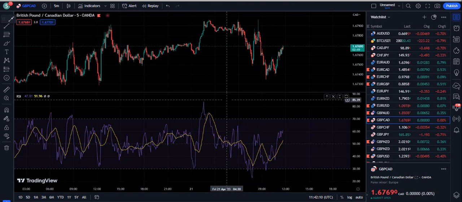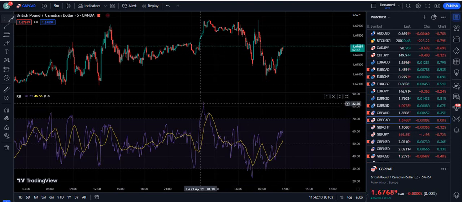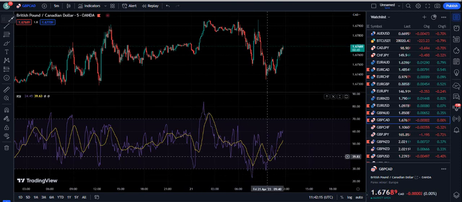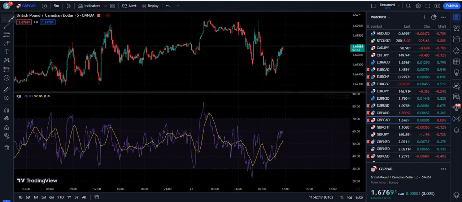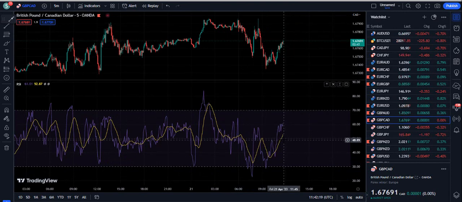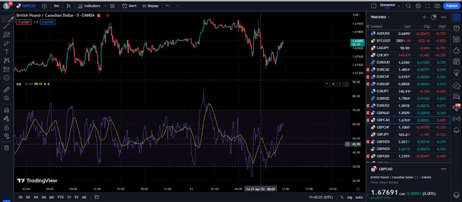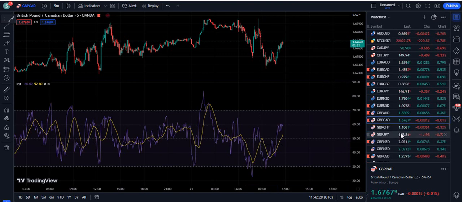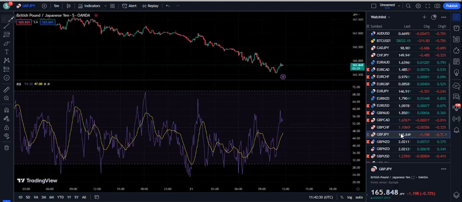So most of the traders sell from here, buy from here, and when the market is crossing the 50 level, they still buy, and when the market is crossing down below the 50 level, they sell. So we are going to talk about the important points of this indicator, which you must have knowledge of.